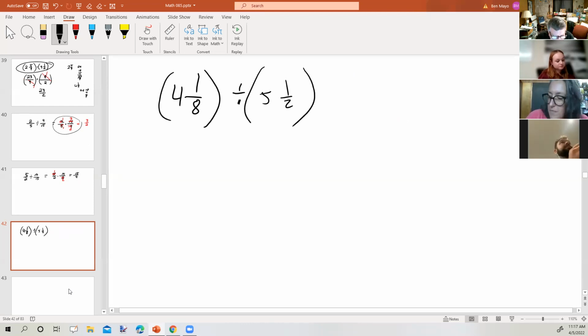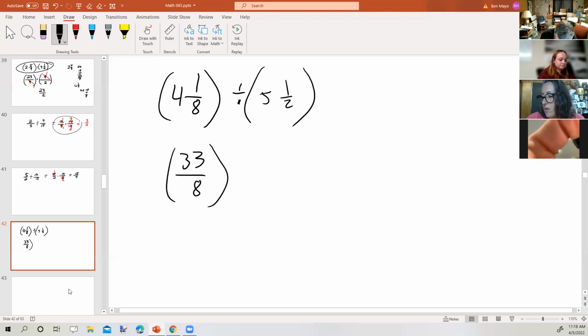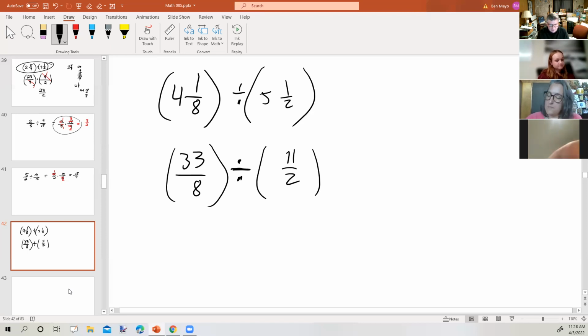Dividing by a mixed number is like multiplying by its reciprocal, but oh, be careful. The reciprocal of a mixed number, that's a tricky thing. You don't just take the fraction part and flip it. So what you've got to do, you've got to change all the mixed numbers into fractions first. So 4 1/8. 4 times 8 is 32, plus 1 is 33/8, divided by 5 times 2 is 10, plus 1 is 11/2. Okay, so I've changed the mixed numbers into improper fractions.